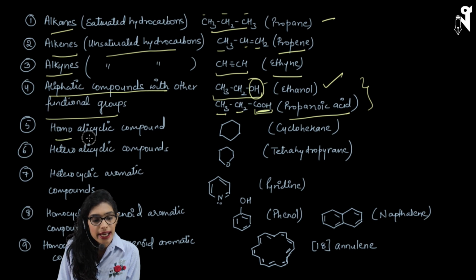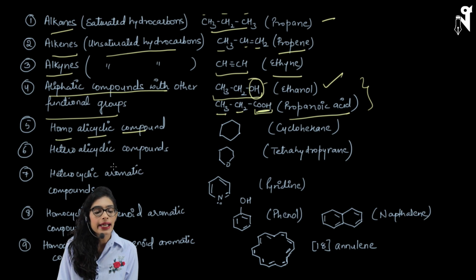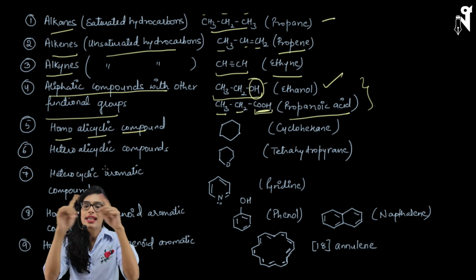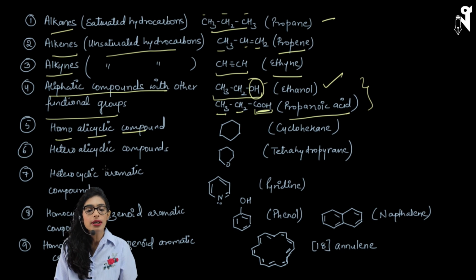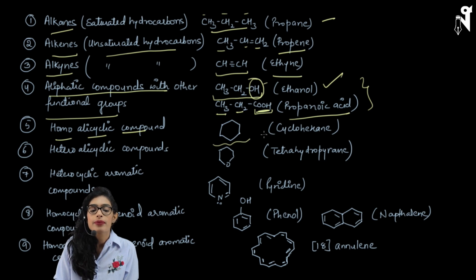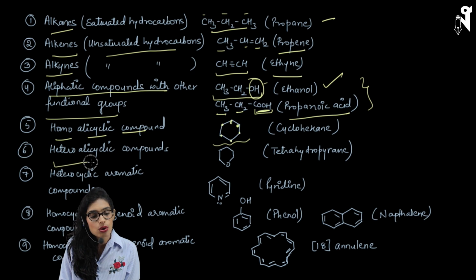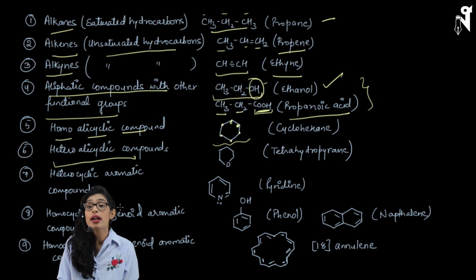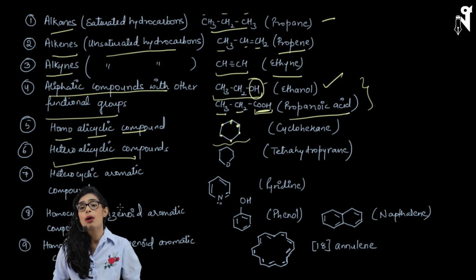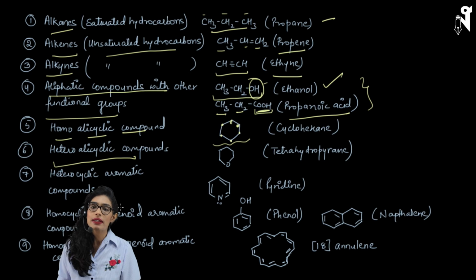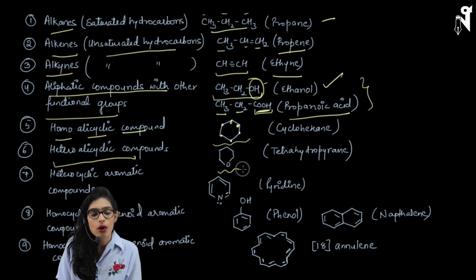Next is homoalicyclic compounds. Homoalicyclic compounds, as I mentioned, are the ones which are cyclic structures made up of only carbon. So this is cyclohexane. All the 6 positions are made up of carbon, no other element, and the valencies are being fulfilled by hydrogen. Next is heterocyclic compound, where the actual skeleton of the compound is made up of carbon as well as some other element. Here we have used carbon and oxygen. This compound has the name tetrahydropyran.